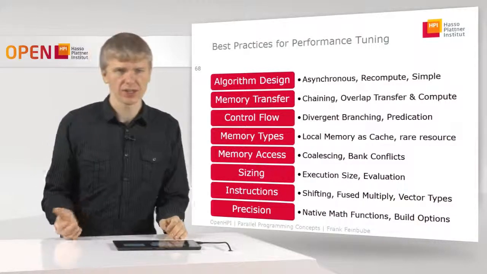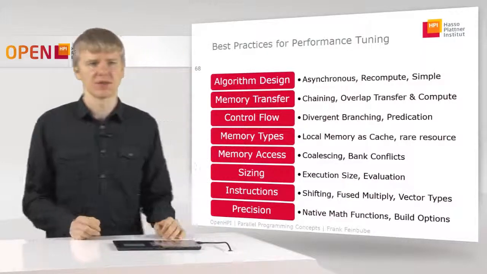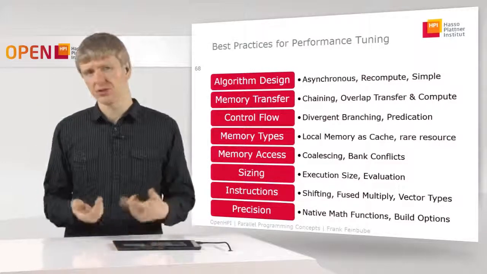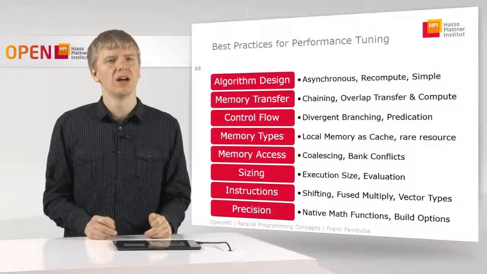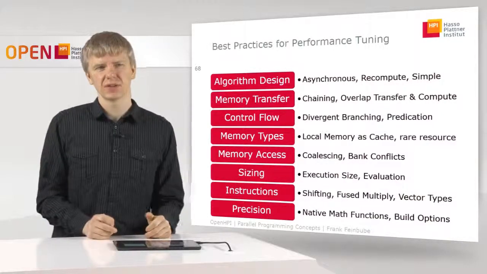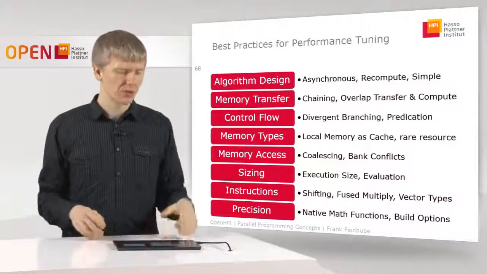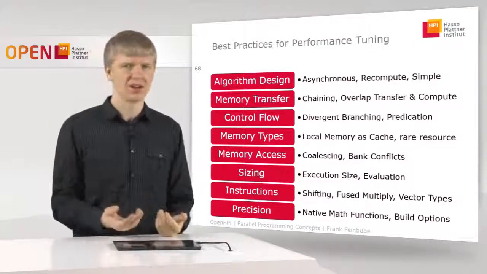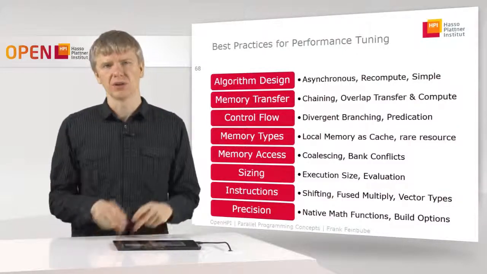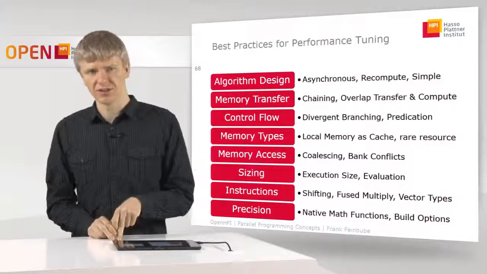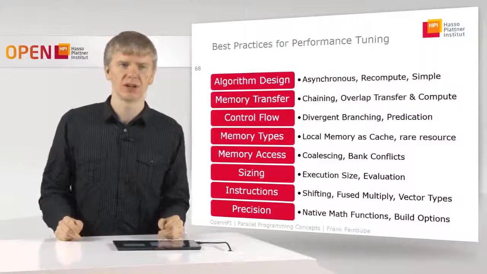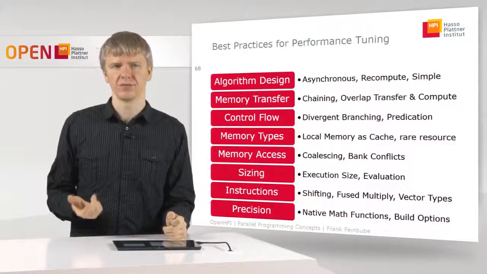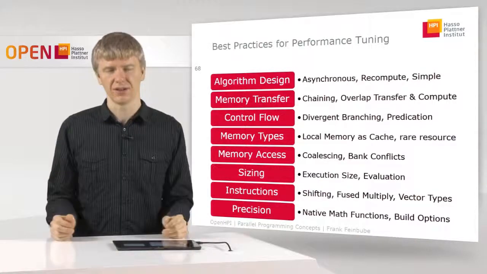Then we have different instructions. So we have vector types, as we've already discussed. Sometimes it's also good to use shifting instead of multiplying by 2 or dividing by 2. GPUs have some special functions like fused multiply, where you can add some values and then multiply another, and this is done in hardware and way faster than doing a multiplication first and then an addition. So you can use this fused multiply call in the library instead of using multiply and add separately.